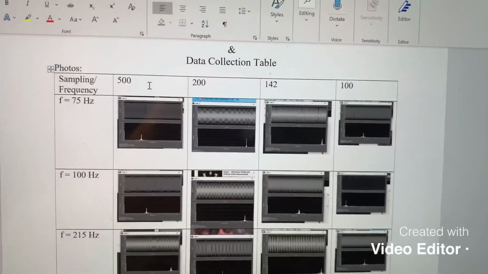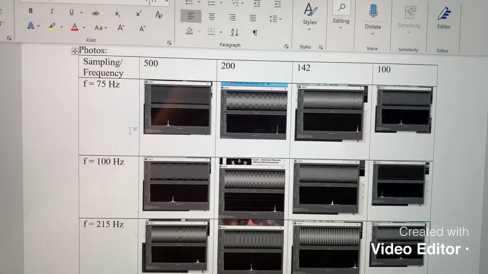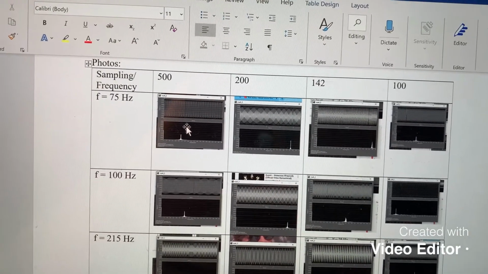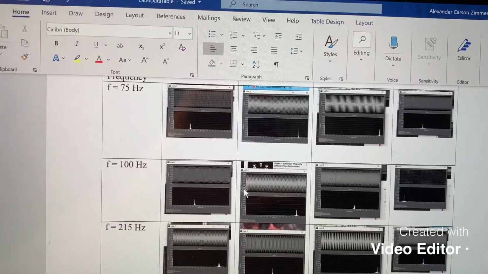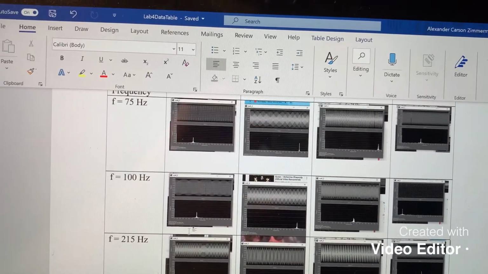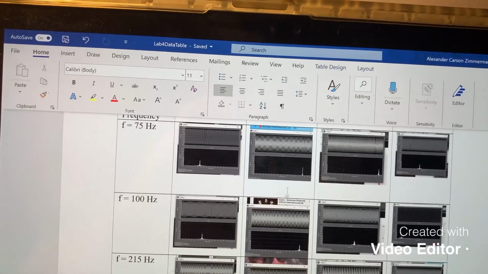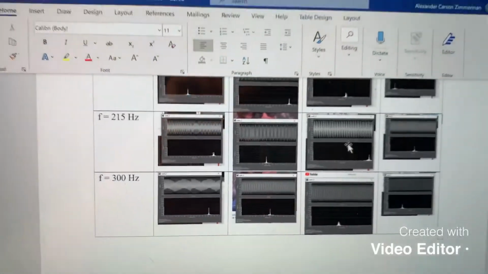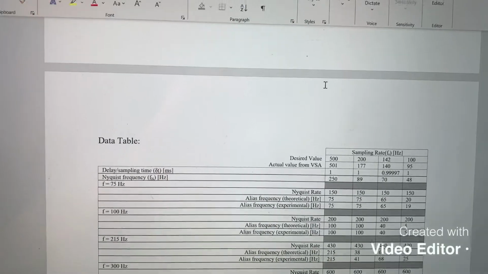All of the graphs where 2 times the frequency is less than the sampling frequency will not have aliasing. So there's no aliasing frequency for these graphs, where 215 hertz, 100 hertz, and 75 hertz are sampled at 500, and where 100 hertz and 75 hertz are sampled at 200. All of the others do have an aliasing frequency, which can be found at the bottom part of the graph.